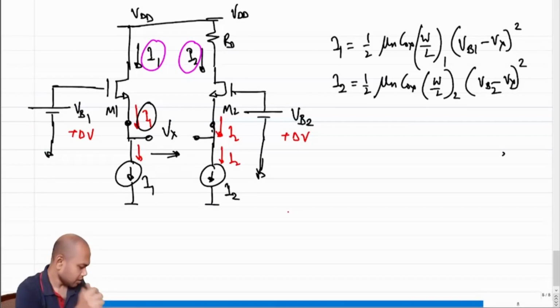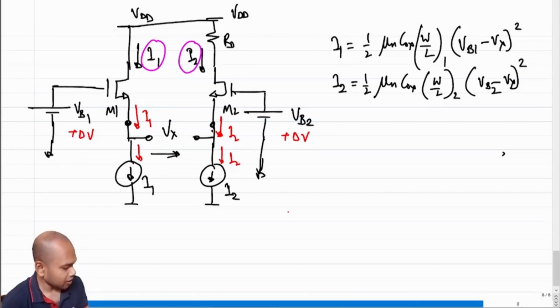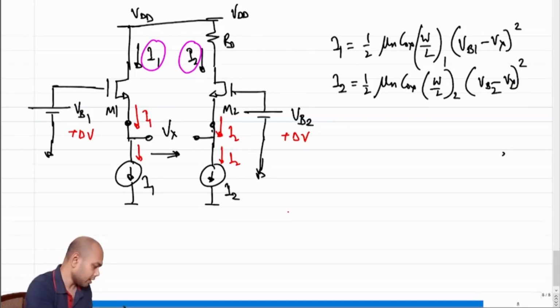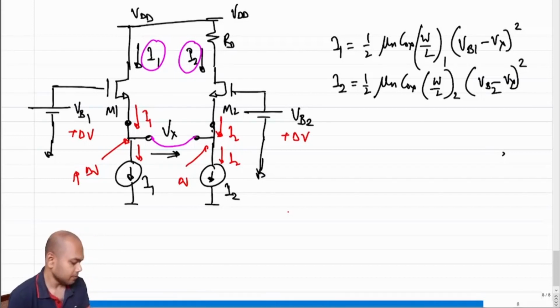If they don't change, I have applied an increment of delta V at the gate. However, the current I1 remains fixed. Then what is the consequence? What is the only thing that can happen? The only thing that can happen is Vx of this terminal will also go up by delta V. This terminal will also go up by delta V, right? So regardless of whether these two terminals are connected or not, the sources of both M1 and M2 will go up by delta V in order to keep your current constant.